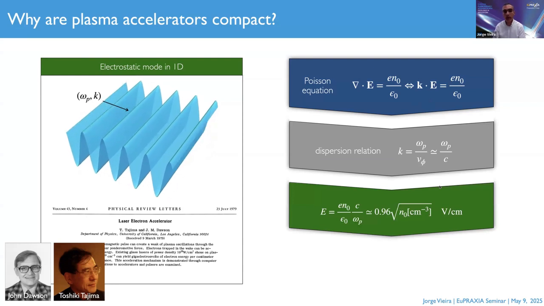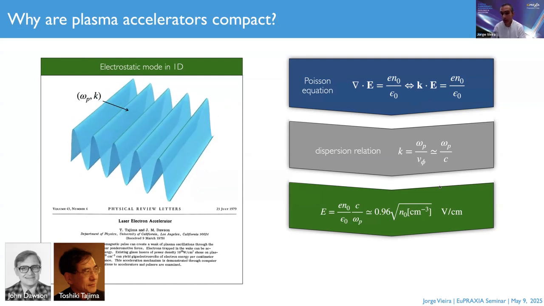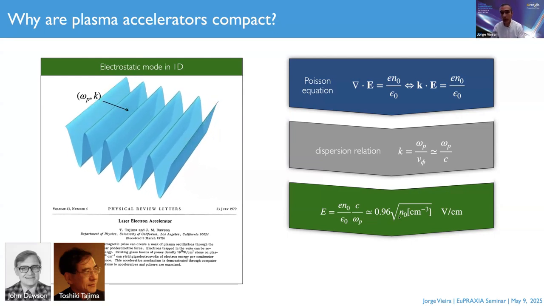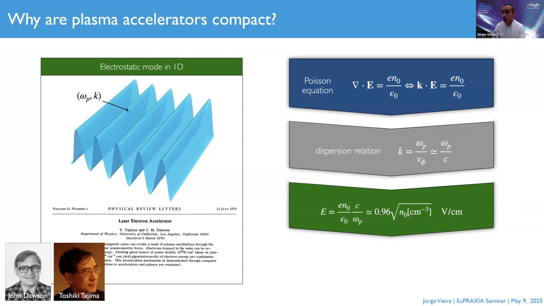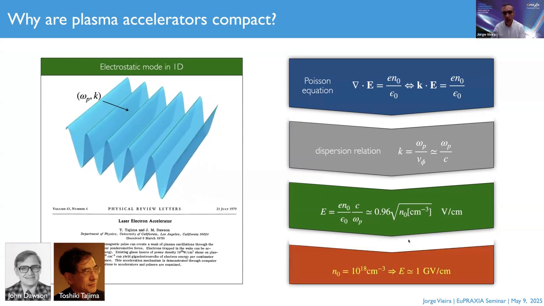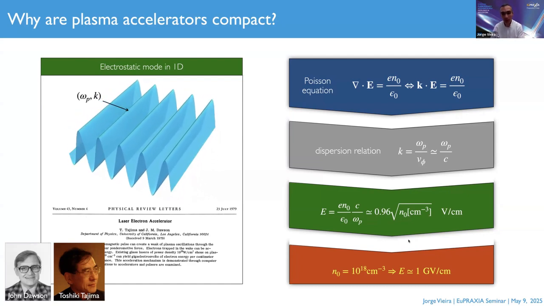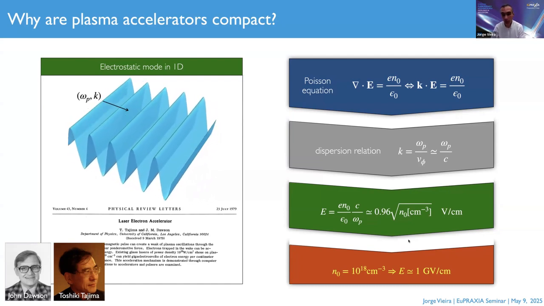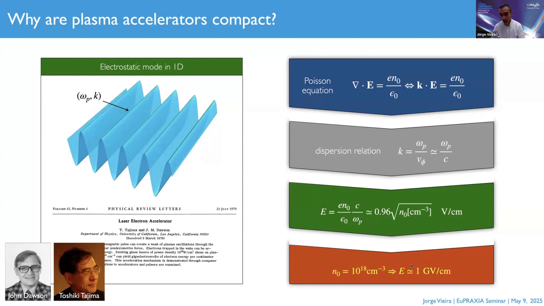And if we combine all this together, we get this scaling law for the typical electric field inside the plasma accelerator, which tells us that the electric field scales with the square root of the plasma electron density, in units of electrons per cubic centimeter. And this comes in volts per centimeter. So now if we just plug in typical numbers for the density in a typical laboratory plasma with an electron density of 10 to the 18th electrons per cubic centimeter, then this gives us an electric field of the order of a gigavolt per centimeter.